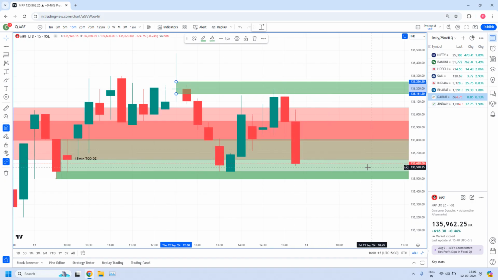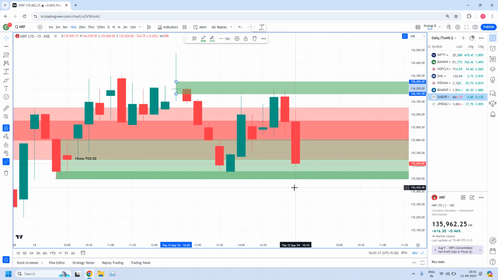Anyway, the market is closed. Tomorrow there are two possibilities. It will pick up the orders from this fine-tuned 5-minute zone and again move up, or maybe this might be violated and again new trend changes will come. That possibility is also there.